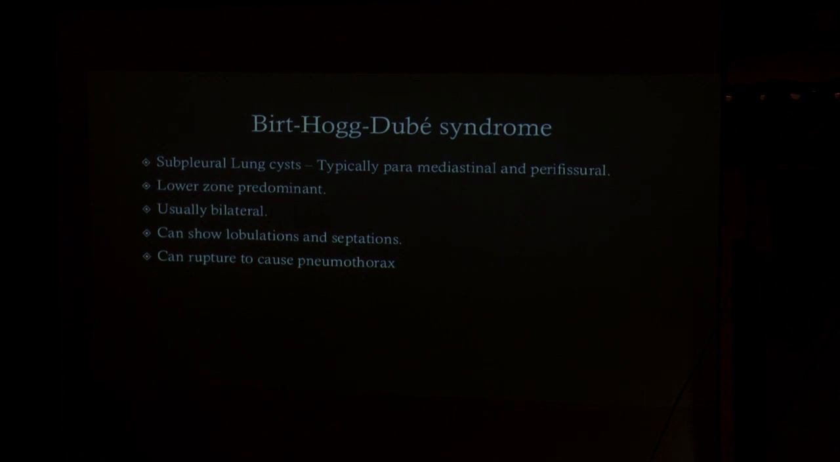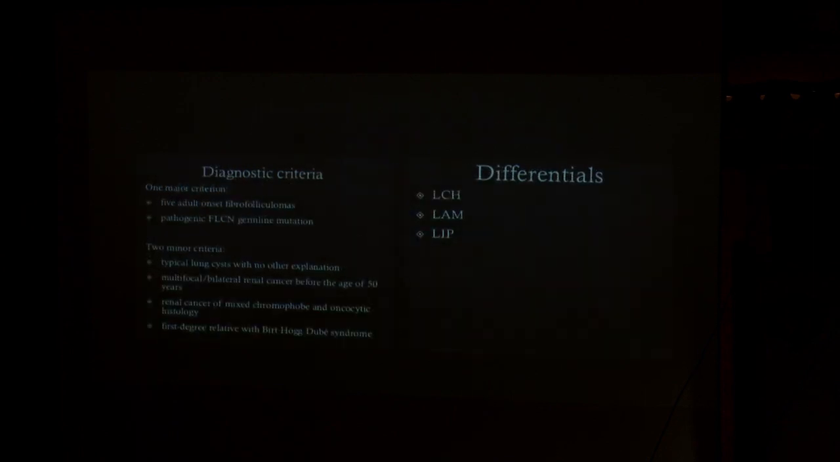to cause pneumothorax. The diagnostic criteria for Birt-Hogg-Dubé syndrome involve 1 major criterion or 2 minor criteria. Five adult onset fibrofolliculomas or pathognomonic FLCN mutations are major criteria. The lung cysts, the bilateral renal carcinomas, the chromophobe or oncocytic histology, or a first degree relative with Birt-Hogg-Dubé syndrome fall under minor criteria. The 3 important differentials for cystic lung diseases are LCH, LAM and LIP.